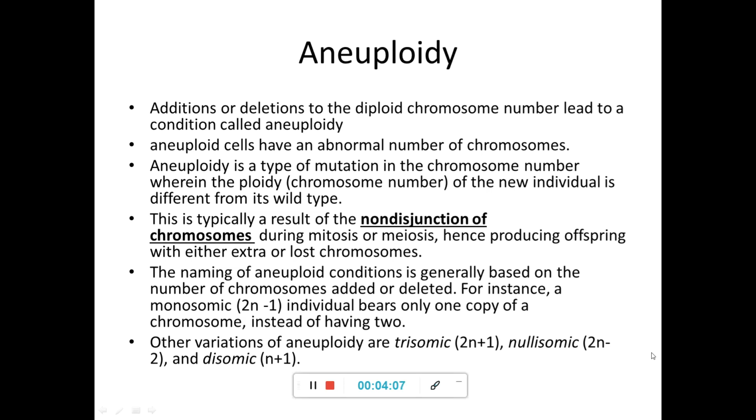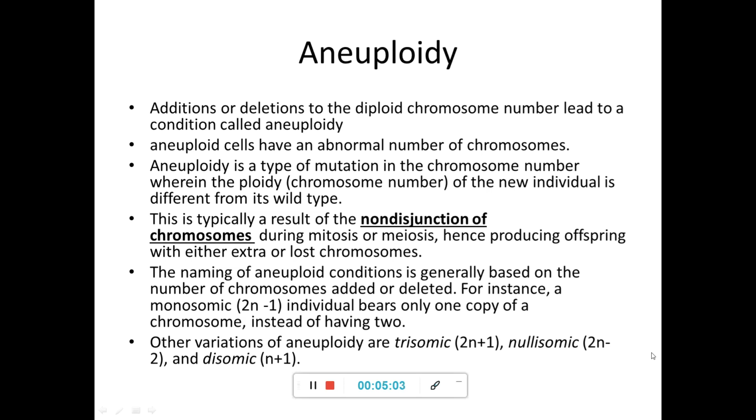When, to this diploid chromosome number, an additional chromosome is added, or it can be any number of chromosomes, or when some chromosomes are removed from it, that results in a condition called aneuploidy. Ploidy, I told you, refers to chromosome number. So when there is a change in the chromosome number by adding or deleting chromosomes to the diploid number, that could lead to aneuploidy in humans. This mainly occurs as a result of non-disjunction of the chromosomes during mitosis and meiosis. So the offspring will either get an extra chromosome or lose one, and the naming of the aneuploid condition is generally based upon the number of chromosomes that have been added or deleted.